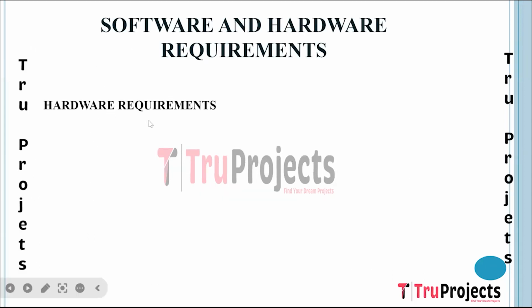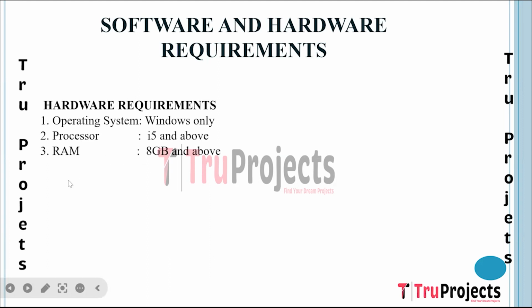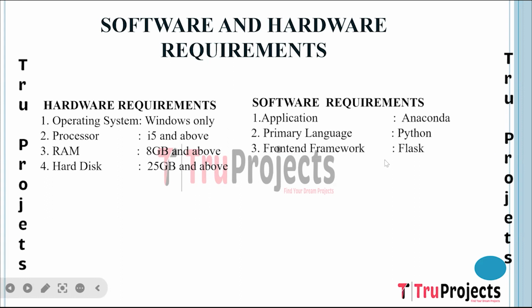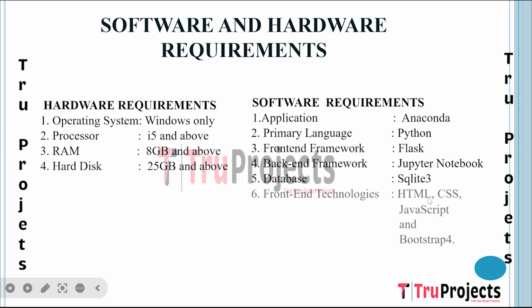Software and hardware requirements. Hardware requirements of the project are operating system of Windows, processor of Wi-Fi and above, RAM of 8 GB and above, hard disk of 25 GB and above. Software requirements of the project are application is Anaconda, primary language is Python, front-end framework is Flask, backend framework is Jupyter Notebook, database is SQLite 3. Front-end technologies used in the project are HTML, CSS, JavaScript, and Bootstrap 4.